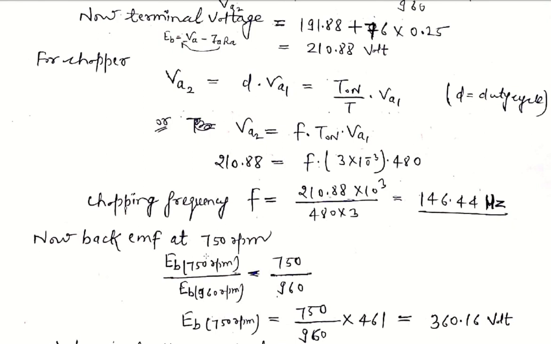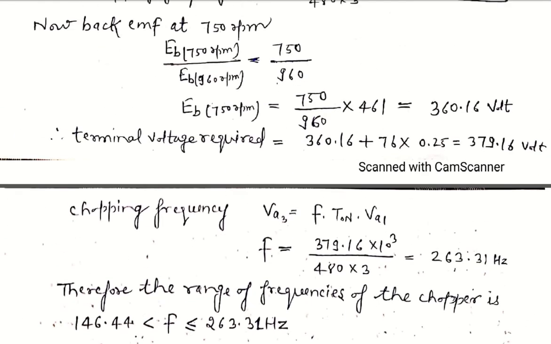In a similar manner we calculate the back EMF corresponding to 750 rpm, which is the upper limit of this speed control. At 960 rpm the back EMF is 460 volt, and using the same relation we calculate the back EMF corresponding to 750 rpm, which is 359.38 volt. Again corresponding to this back EMF we calculate the terminal voltage, which is Eb plus Ia Ra. That is the new terminal voltage corresponding to 750 rpm.